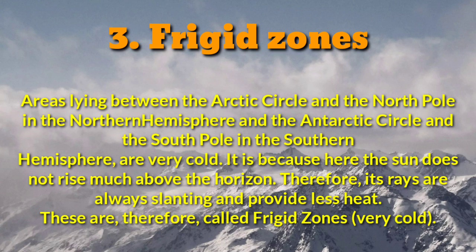Frigid zones. Areas lying between the Arctic Circle and the North Pole in the northern hemisphere and the Antarctic Circle and the South Pole in the southern hemisphere are very cold. It is because here the sun does not rise much above the horizon. Therefore, its rays are always slanting and provide less heat. These are therefore called frigid zones or very cold zones.